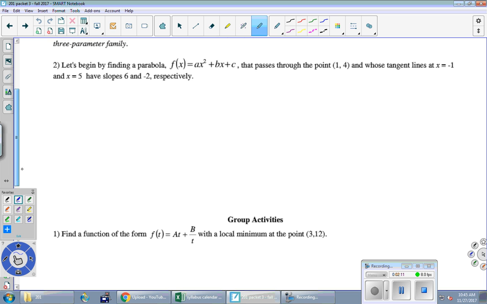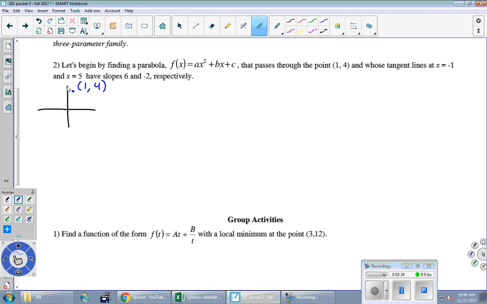Here we go. We'll find a parabola of that form that passes through the point (1, 4), and whose tangent lines at x equals -1 and x equals 5 have slopes 6 and -2 respectively. I'm going to draw a picture, although you don't need a picture at all to do these kinds of problems. It says it's supposed to go through the point (1, 4). Okay, let's find that 1 and then 4. So it's up here. Now, we're not saying that that's the vertex. We're just saying the parabola hits that point.